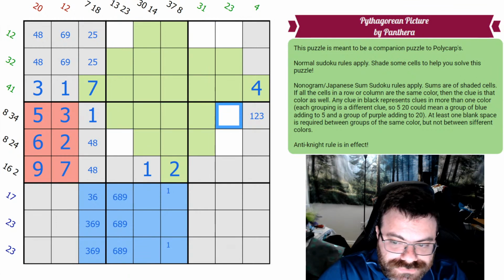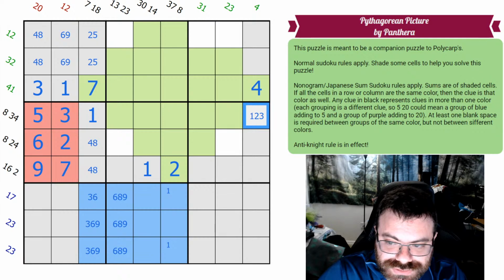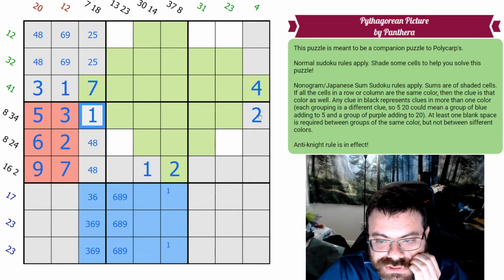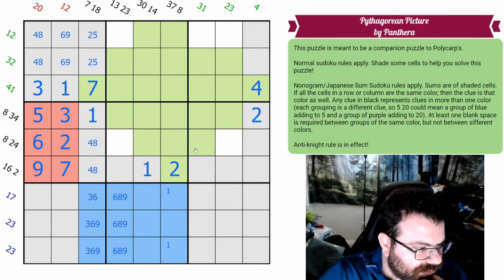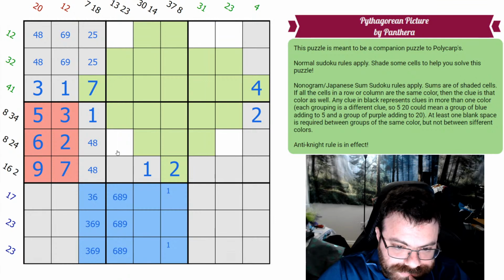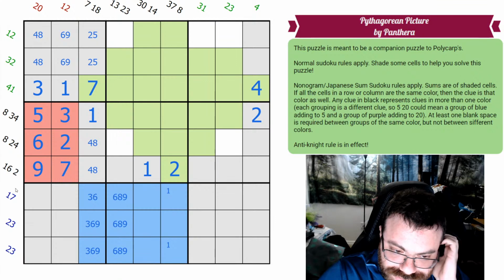Row 4, the 34. Yeah, that's all green. The 1, 3 is used, so that's a 2. Does that work? Yeah, we needed 1, 2 on the unshaded. What about 8 and 24? That adds to 32. So our outies are 13.